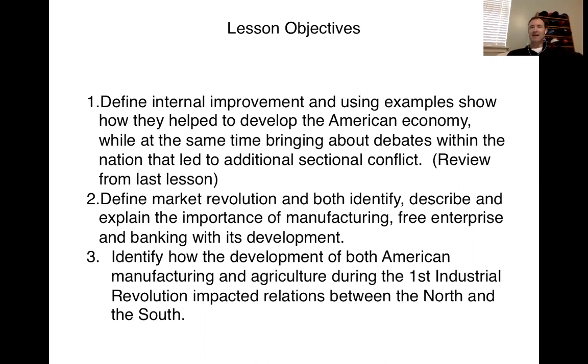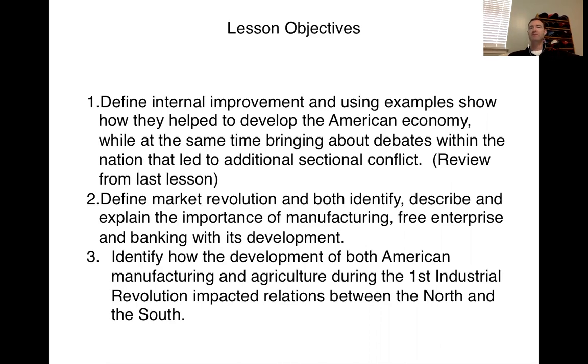We're going to look at our second lesson on the first industrial revolution, and we're going to dive into this pretty quick. For those of you that did the assignments on the application of internal improvements, et cetera, we'll build upon that a little bit with the debates and divisions between the different economies that are developing and also the different ways of approaching it. But before then, we want to look at our objectives for today.